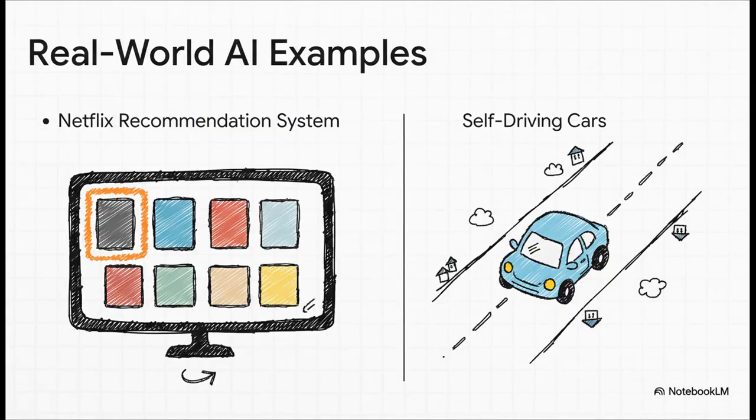And you know what? You already interact with this stuff every single day. When Netflix just knows the exact show you're in the mood for, that's AI working in the background. Or, the incredible technology that allows a self-driving car to navigate a busy street? Yep, that's AI too. These are systems making really complex decisions all by themselves.